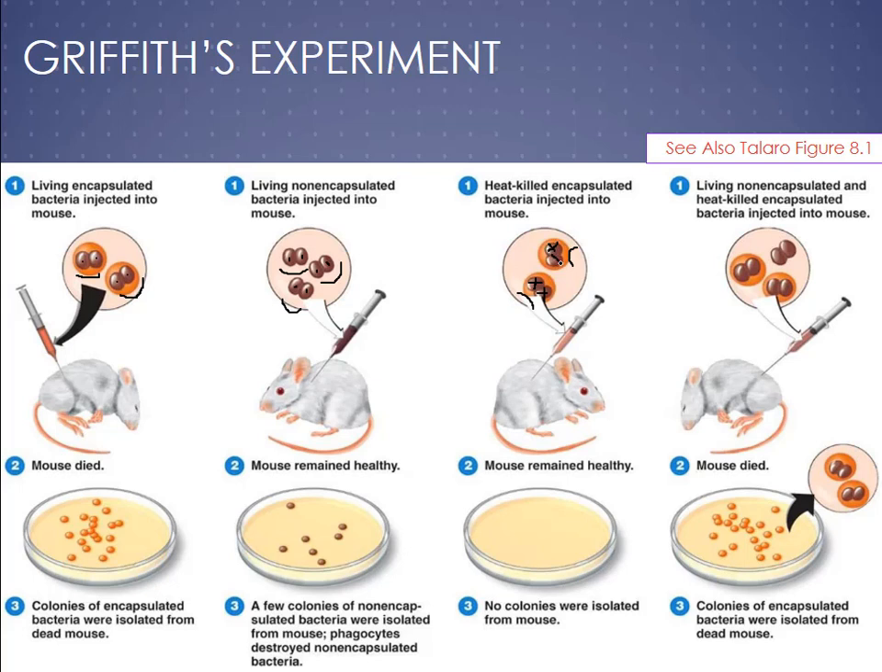They have the capsule, so they should be able to produce pneumonia, but they're not alive, so they can't replicate. The capsule's falling apart, the phagocytes can easily break this all down, and the mouse remains healthy, he doesn't die. And of course when you re-isolate from that mouse, they were dead in the first place. There's no spontaneous generation. Nothing's going to grow.